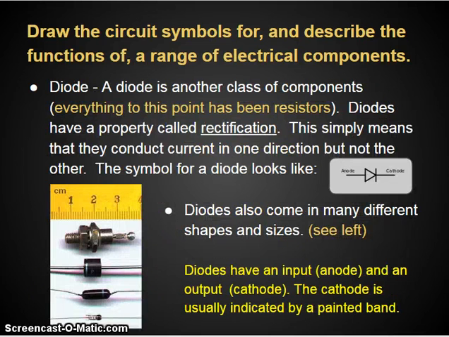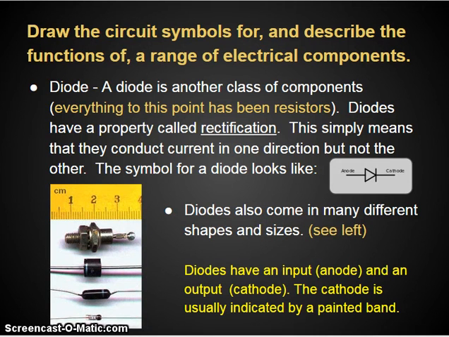A diode. You guys have heard of diodes. When you think of an LED, the D in LED stands for diode. But a diode is another class of component as opposed to a resistor. A diode resists or doesn't resist the flow of electricity. It completely prevents the flow of electricity in one direction. So this property is called rectification.